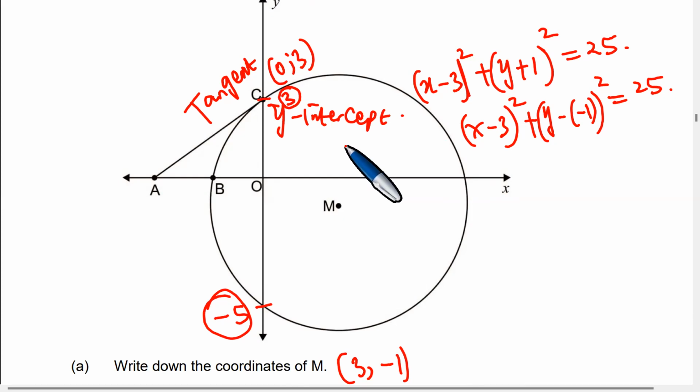Okay, I'm giving you 2 minutes to find the equation of AC. First I want to know, what is the gradient of AC? Anyone? For us to find the equation of the tangent, we must find the gradient of AC. Anyone? What is the gradient of AC?